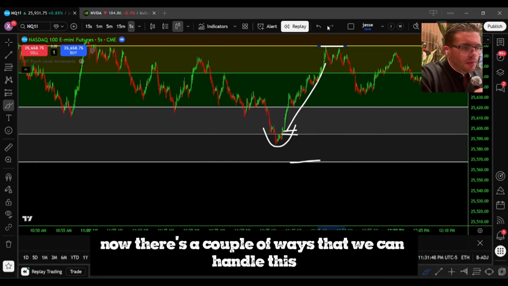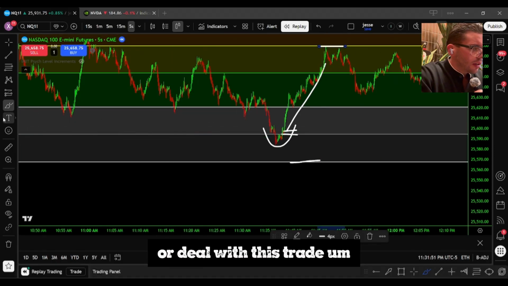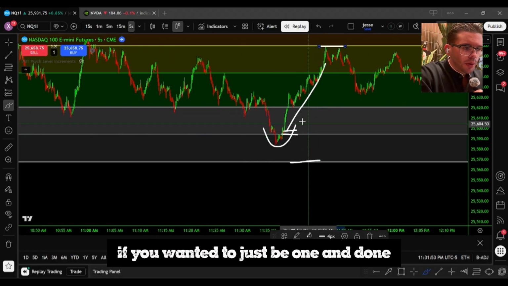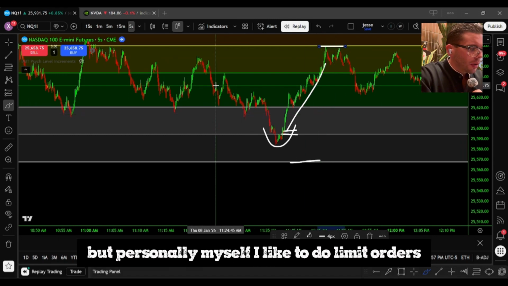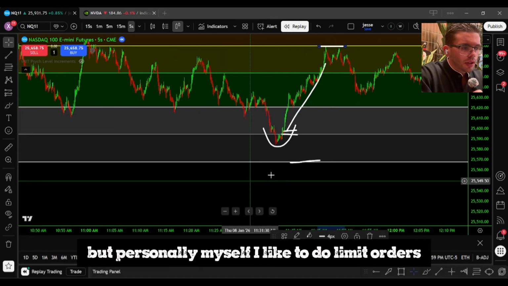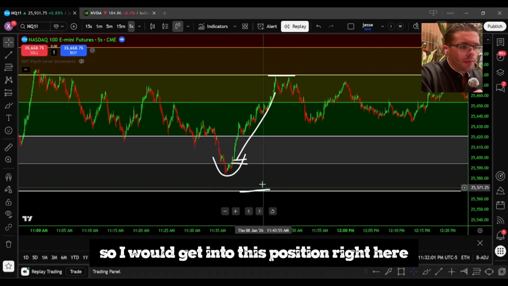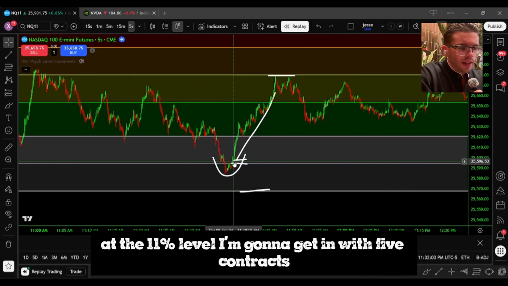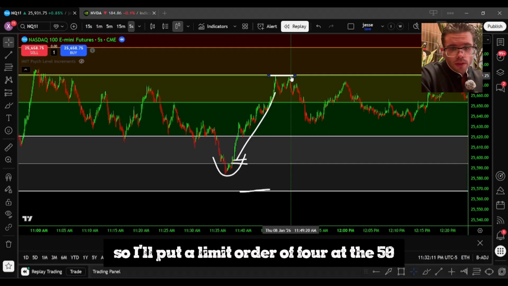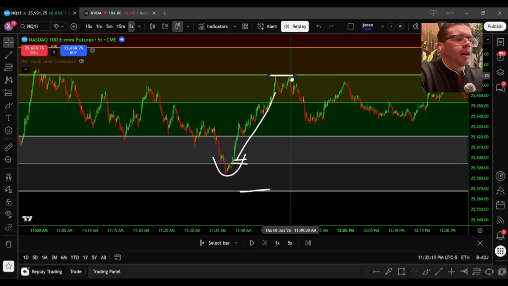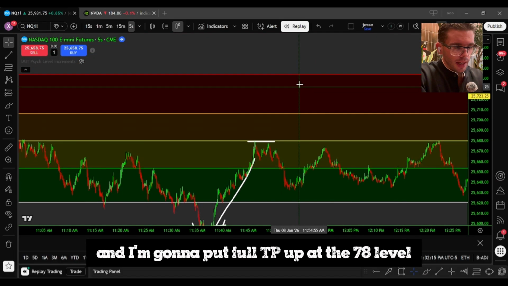Now there's a couple of ways that we can handle this trade. If you wanted to just be one and done, get out at the 50, the trade would be done right now. But personally, I like to do limit orders. So I would get into this position right here at the 11% level. I'm going to get in with 5 contracts. I'm going to shave 4 contracts out at the 50% level, so I'll put a limit order of 4 at the 50. Then I'm going to put full TP up at the 78 level.